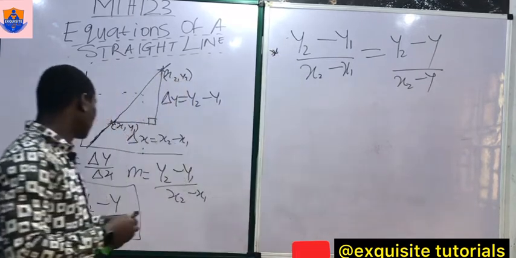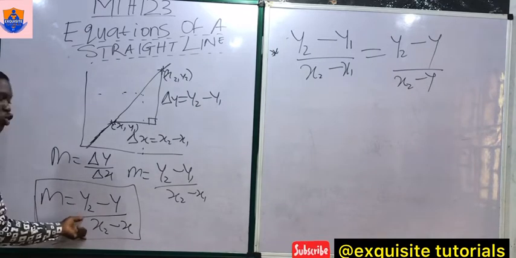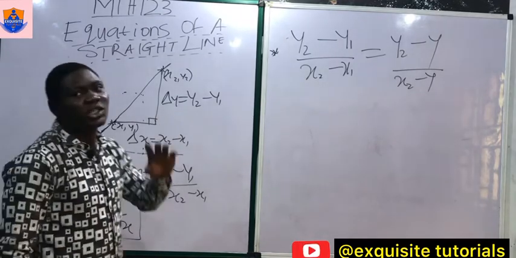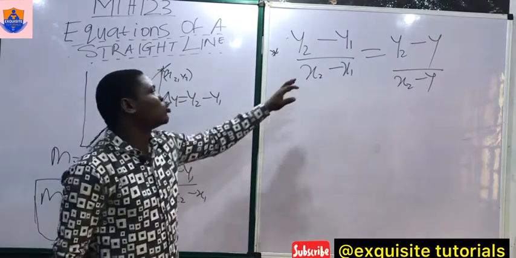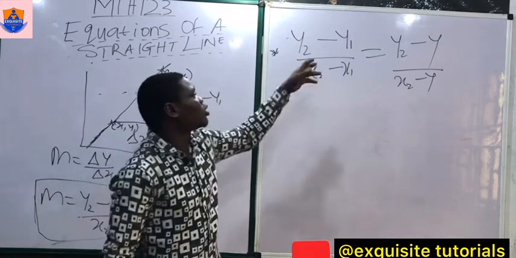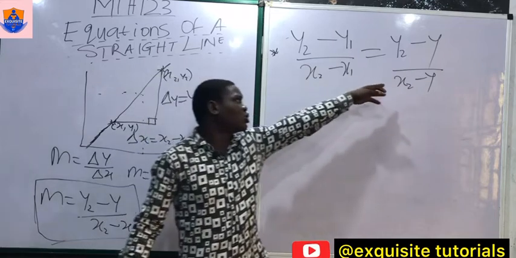The first form is when you are given the gradient of the line and you are given just one point that the line passes through. The second form is when you are not given the gradient of the line, but you are given two coordinates, two points that the line passes through, such that you first of all use those two points to get the gradient of the line and you equate it to this.